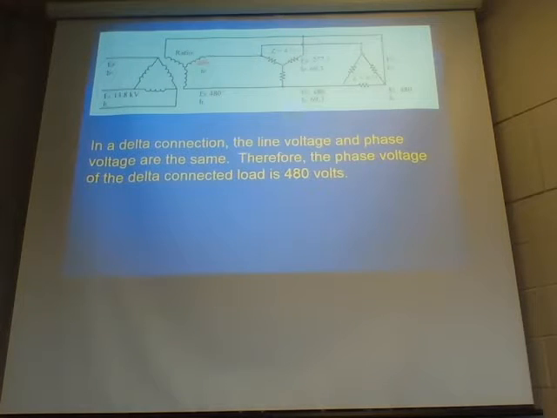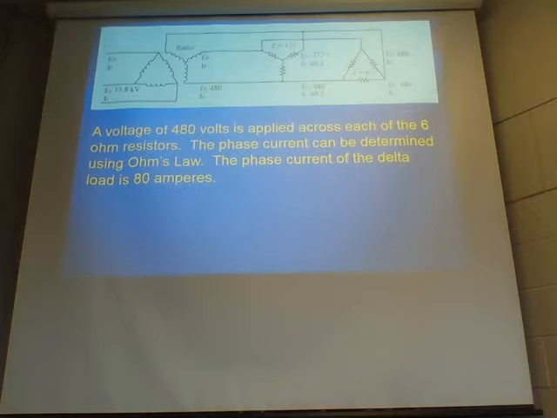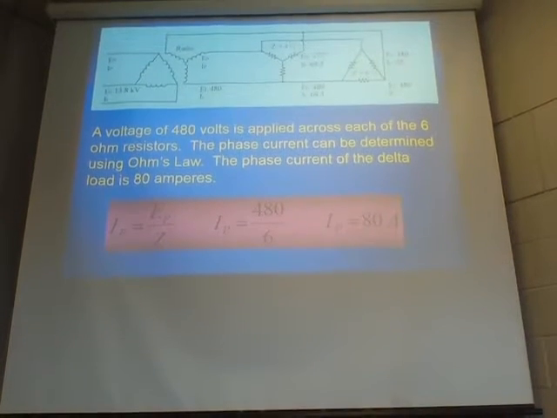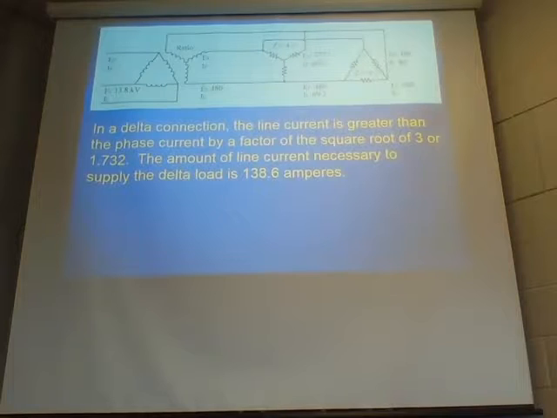Delta connection. Line voltage and phase voltage are the same. So line voltage here is 480, phase voltage is 480. 480 volts applied across 6-ohm resistors gives you a phase current of 80 amps. In the delta connection, the line current is greater than the phase current by a factor of 1.732. 80 times square root of 3, 138.6 amps.